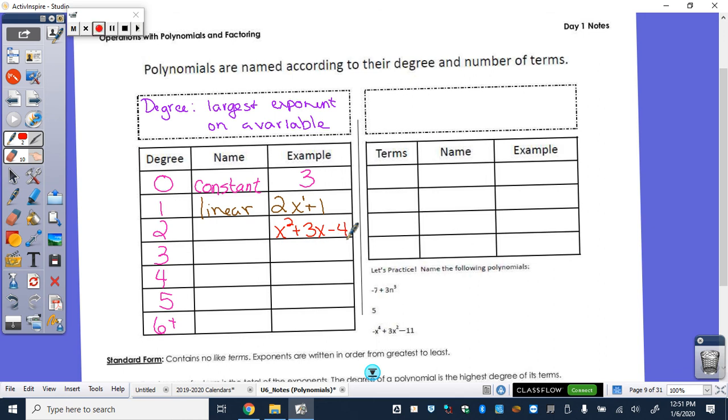So a degree of 2, x squared plus 3x minus 4 is an example of a second degree polynomial. Yes, there's two different x's there. You've got the x squared and the x to the first, but because x squared has the larger exponent, that's why it's a degree of 2. This is known as a quadratic. So we're going to be doing a lot of work with quadratics this unit and next unit. Second degree polynomial.